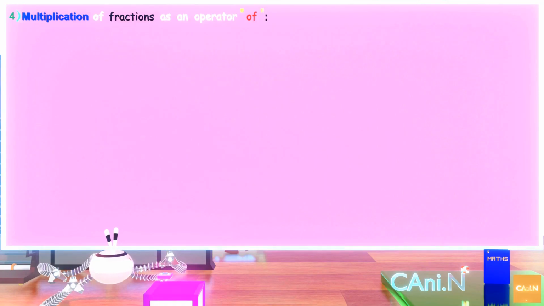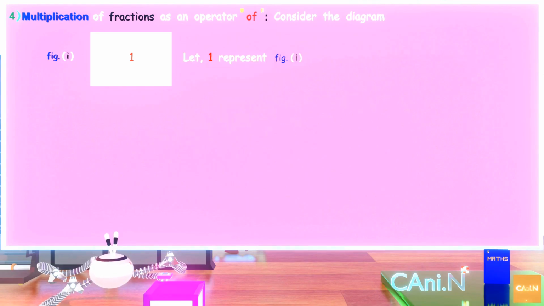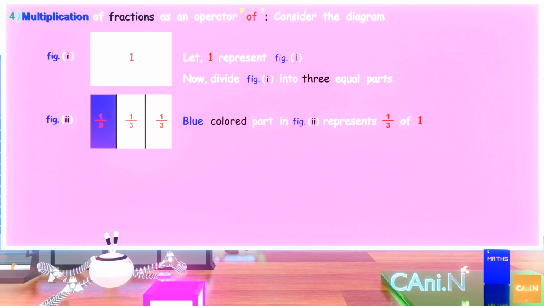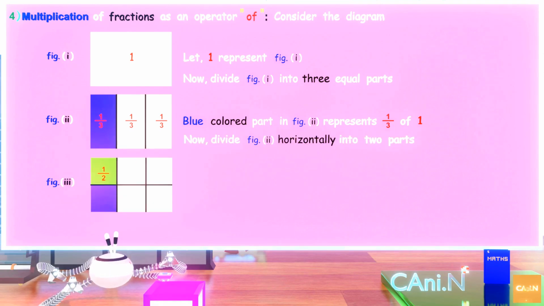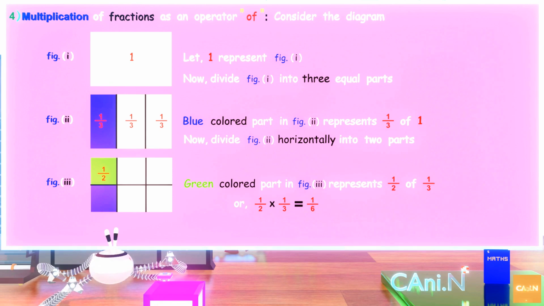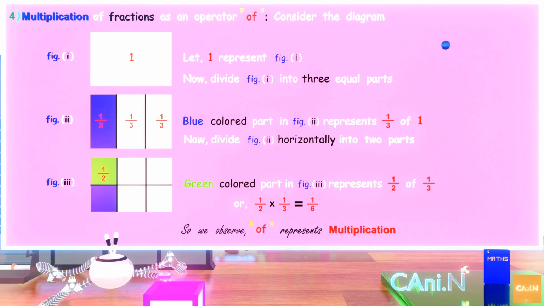Multiplication of fractions as an operator of. Consider the diagram. Let 1 represent figure 1. Now divide figure 1 into 3 equal parts. The blue-colored part in figure 2 represents 1/3 of 1. Now, divide figure 2 horizontally into 2 parts. The green-colored part in figure 3 represents half of 1/3, or 1/2 into 1/3 equals 1/6. Also, if we compare figure 1 and 3, the green-colored part is 1/6 of 1. So, we observe, of represents multiplication.